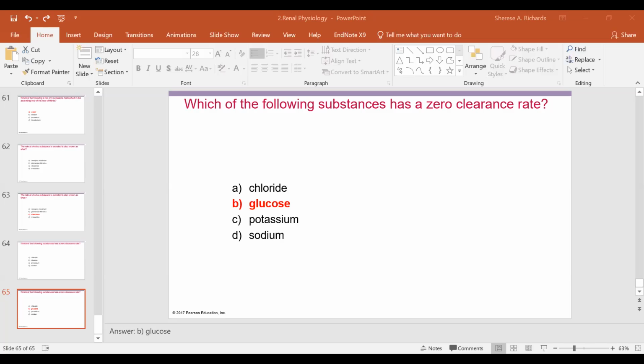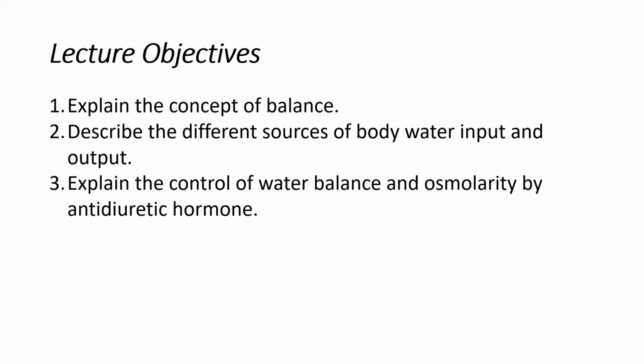So, let's start off with this first one. Our objectives here are to explain the concept of balance, describe the different sources of body water input and output, and then explain the control of water balance and osmolarity by antidiuretic hormone, or ADH, or vasopressin. Those are all the same hormone, okay?